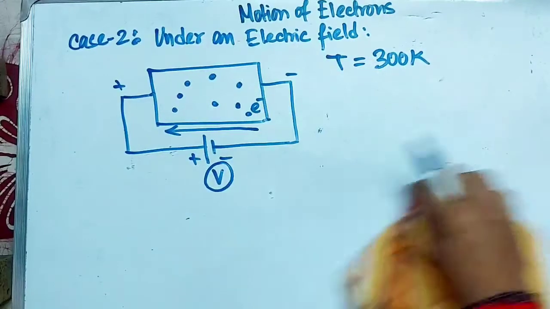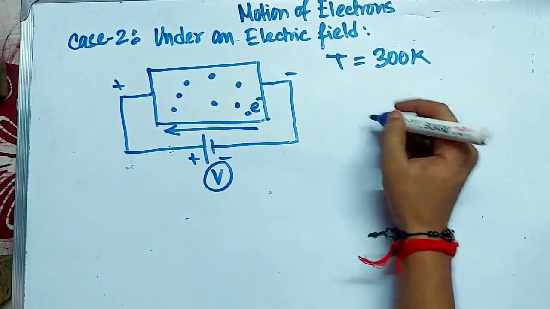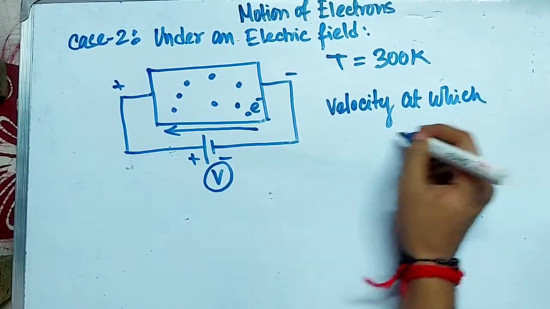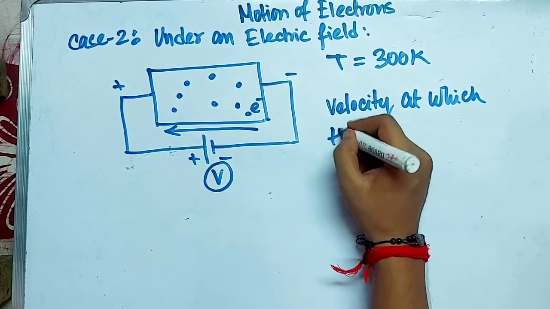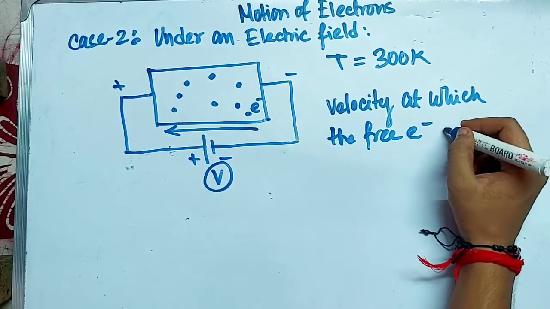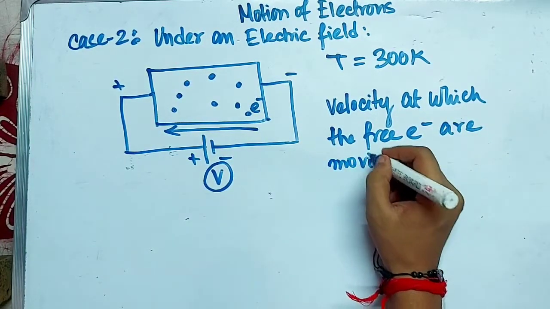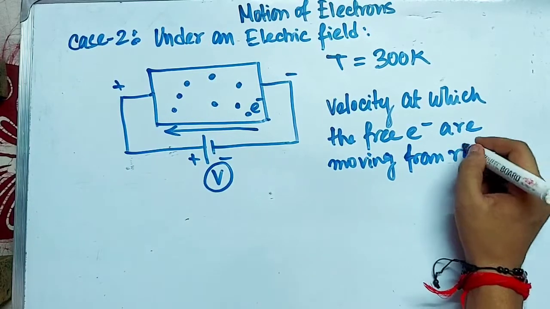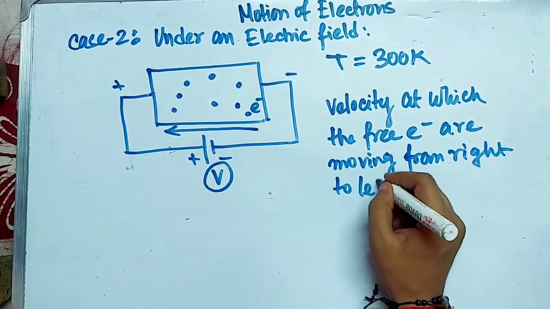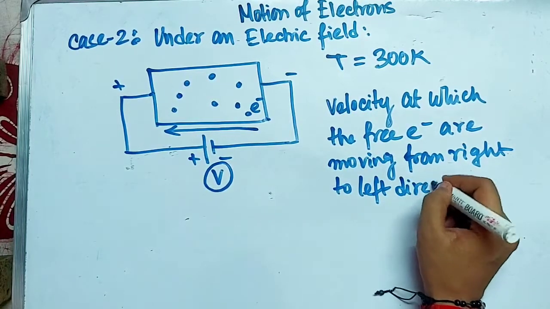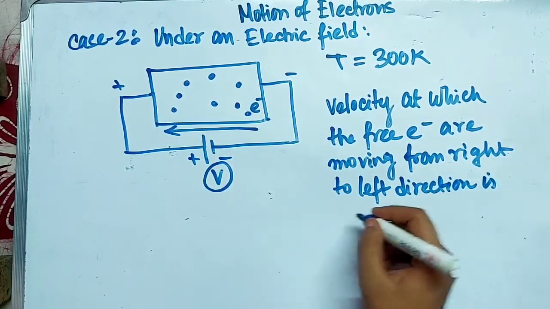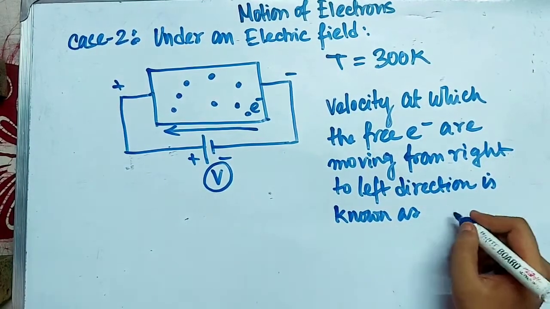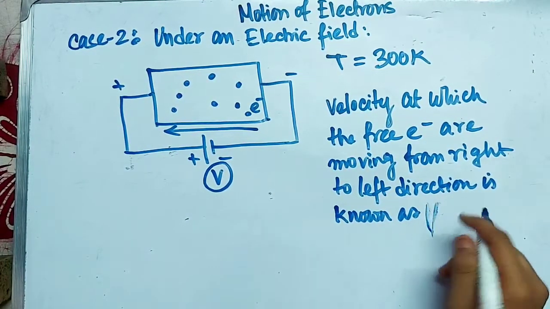So the velocity at which the free electrons are moving from right to left direction is known as drift velocity.